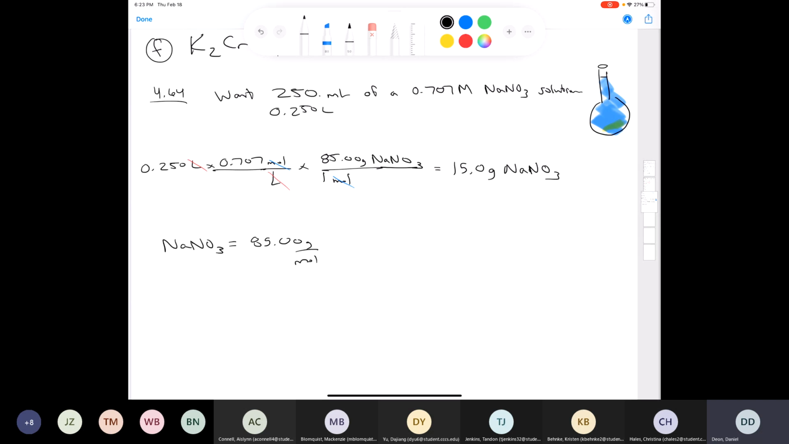And so what we would have to do is mass, which is the same thing as weigh, but mass is more correct because you can measure it on a balance. Mass 15.0 grams of sodium nitrate. Okay, then dilute to a volume of 250 milliliters, and that's what you would do to make that solution.